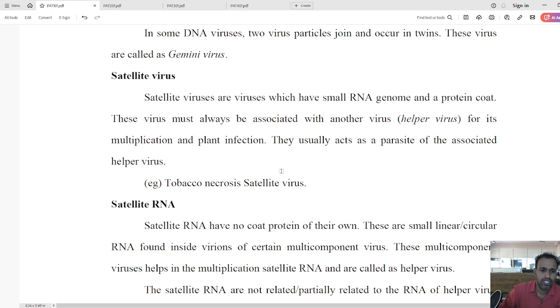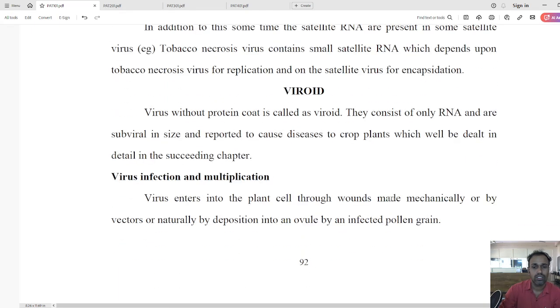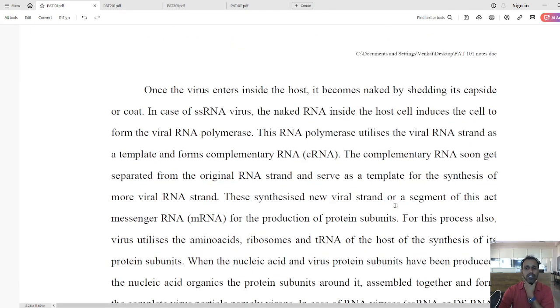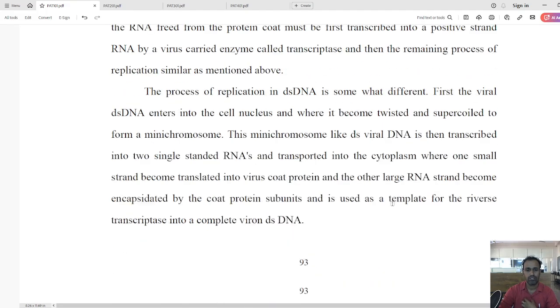Satellite RNA, in the same way, has no protein coat, only simple RNA. It is part of other genes, other segments. That is a satellite RNA without a protein coat. Viroids are the smaller entity, a single-stranded RNA.